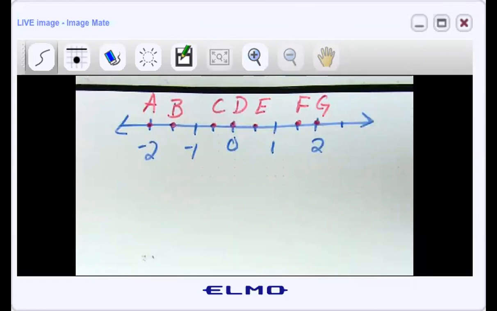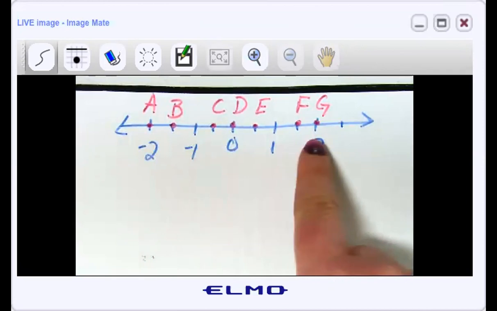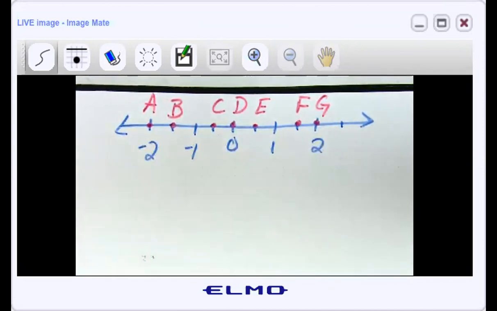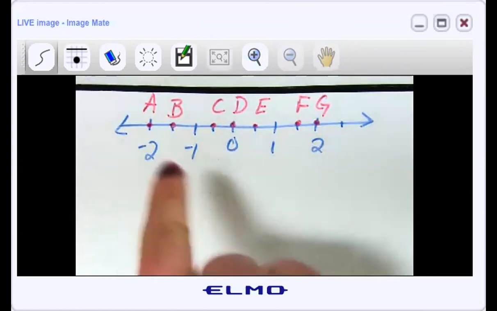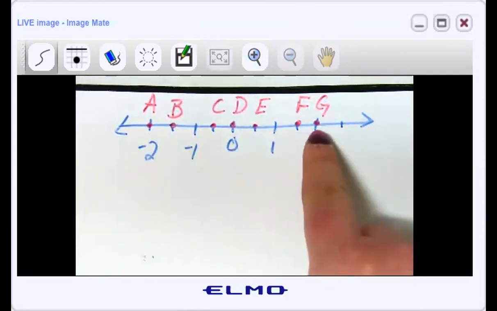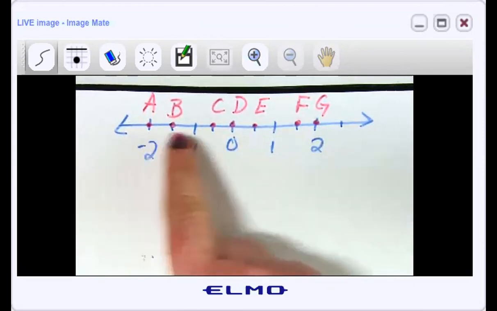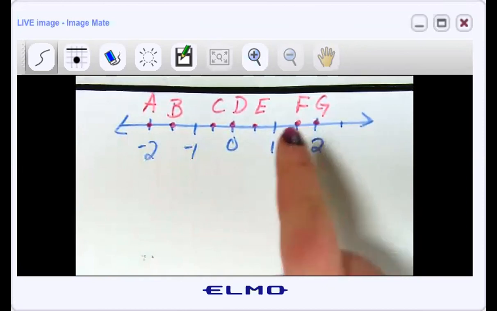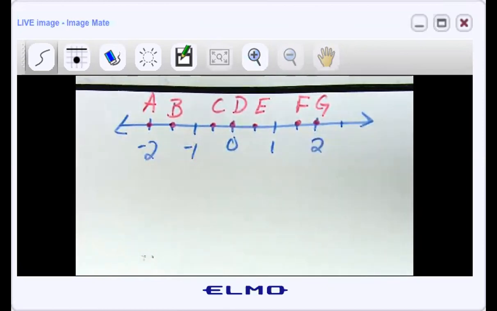So if I wanted to talk about, let's just say from A to G, right? So if I wanted to talk about this distance from A to G, another way to think about that is thinking about it as the length of segment AG. So I have two definite endpoints. I'm going from A to G. So the length of the segment AG is the same thing as the distance between A and G.